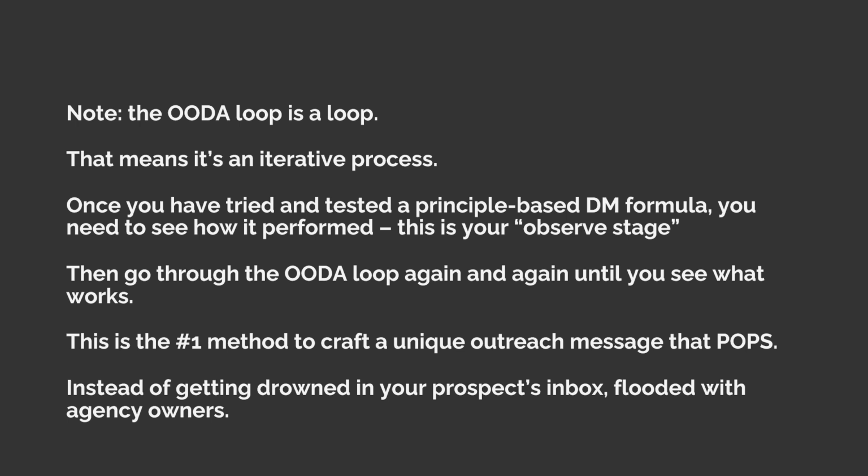Once you have tried and tested a principle-based DM formula, you need to see how it performed. This is your observe stage. Then go through the OODA loop again and again until you see what works. This is the number one method to craft a unique outreach message that pops, instead of getting drowned in your prospect inbox flooded with agency owners.